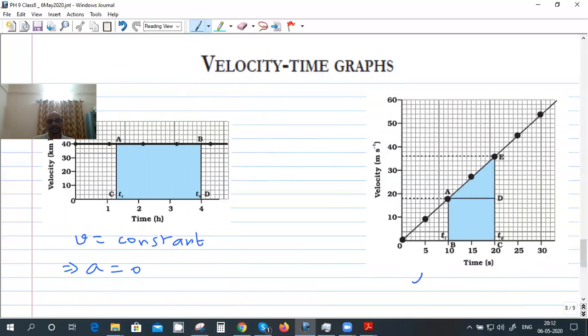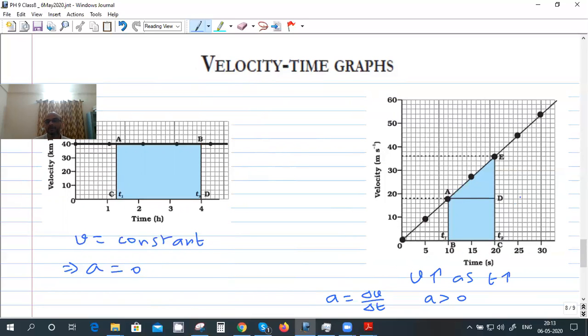Your velocity is increasing, right, with time? Yes, sir. So the first thing you observe is that acceleration is greater than zero because velocity is increasing. Now to get the value of acceleration, it is delta v by delta t, and this looks like a straight line. So the acceleration will be constant, because it's a line.